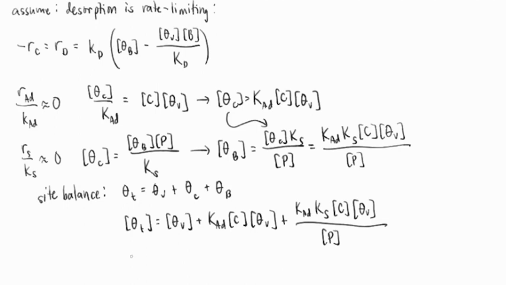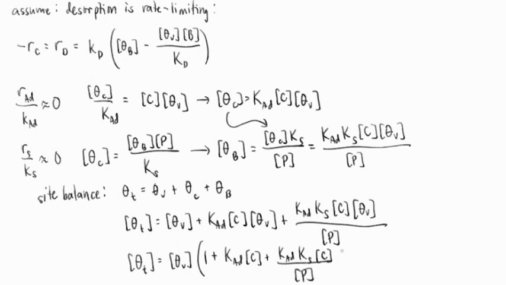Let us extract the concentration of the vacant active sites. This gives us a factor of 1 plus K adsorption, concentration of cumene, plus K adsorption, K surface reaction, concentration of cumene all over concentration of propylene. From this collection of equations, we can now derive our final rate law.